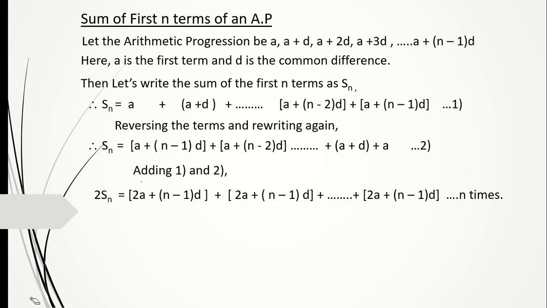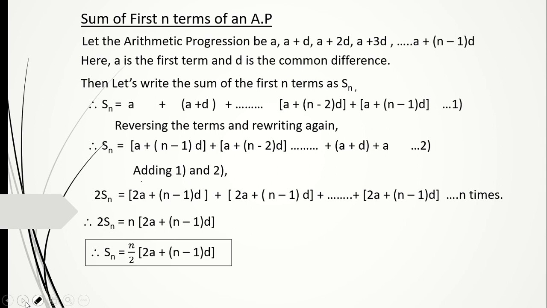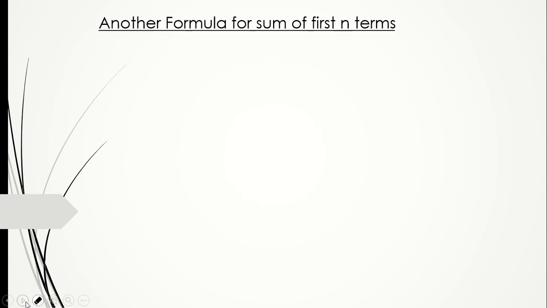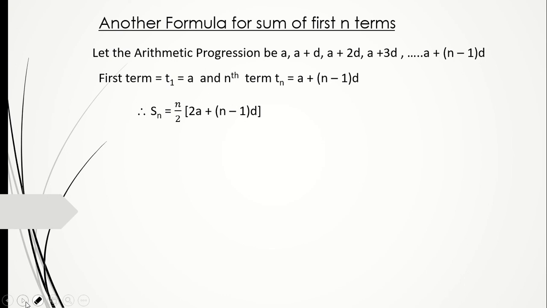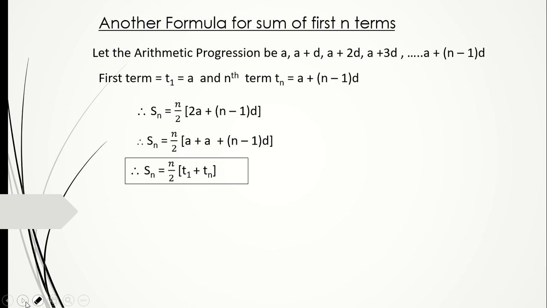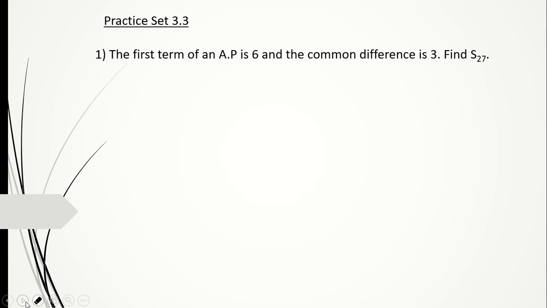So adding 1 and 2, we get Sn plus Sn is 2Sn. Then we just go on adding this and this, this and this, we get this, and this sequence comes n times. So that is n multiplied by that. Now you bring this 2 down, it becomes divided by 2. And this is the formula we get. And in this case, I told you, when first term and the last term is known, that time this is the formula. Okay, now let's just get started with 3.3.